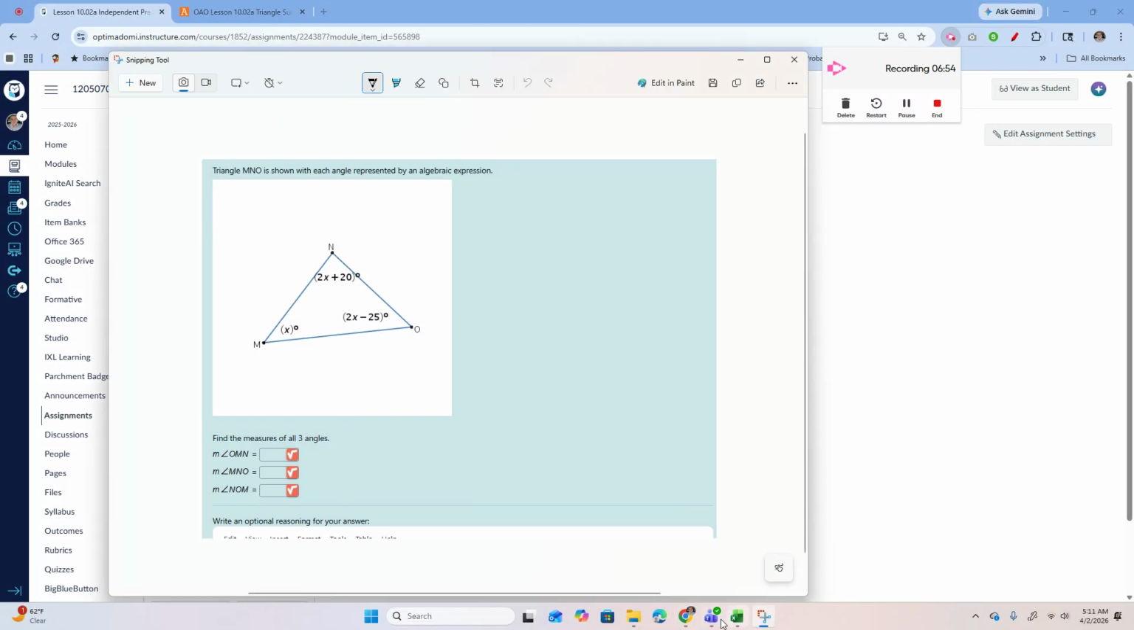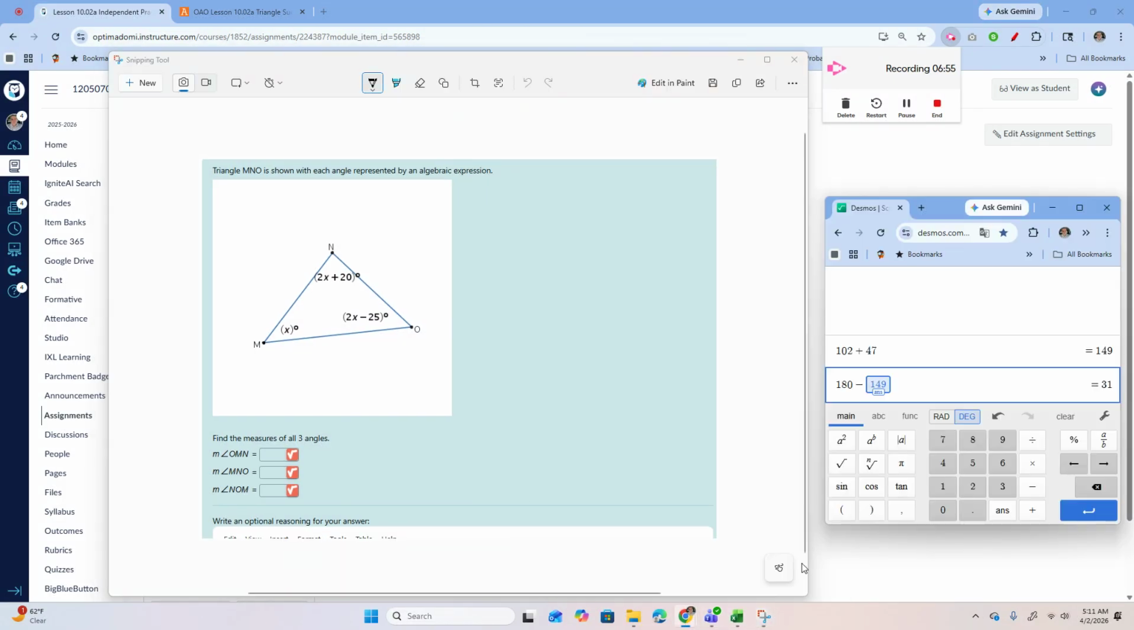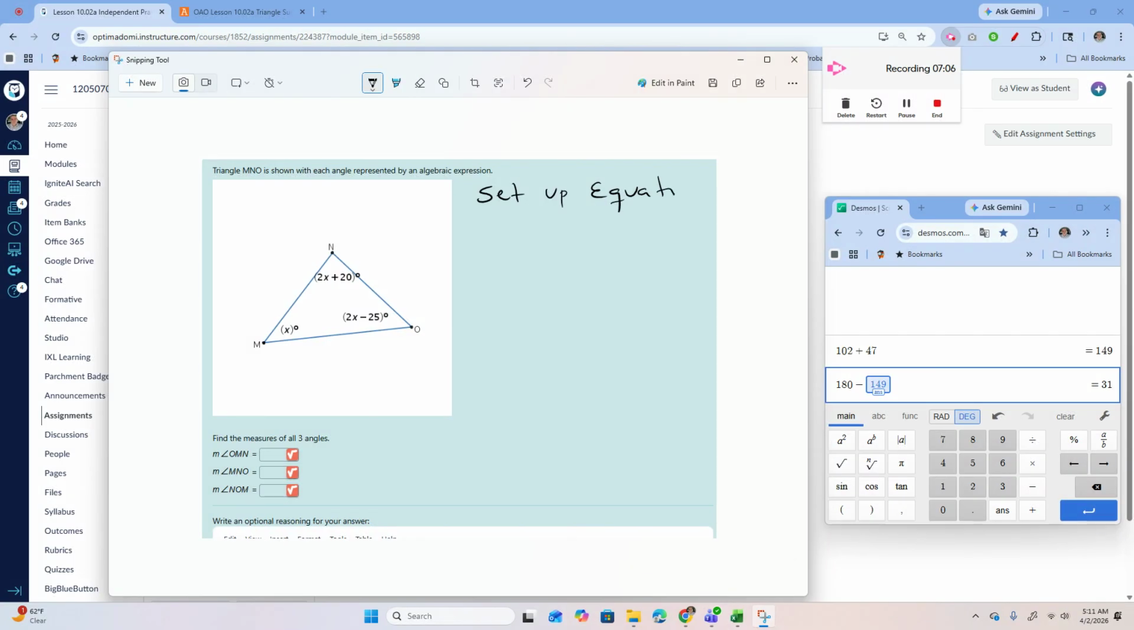All right, so for the last problem, what we're going to do is we're going to use algebra. And basically what we're going to do is we're going to set up an equation. Okay, that's what we're going to do. And then once we set up the equation, we're going to find the value of x. And then we can find the angles. Okay, so because at the end, I want to know how much is x. I need to find out x first because each of these angles is based on x.